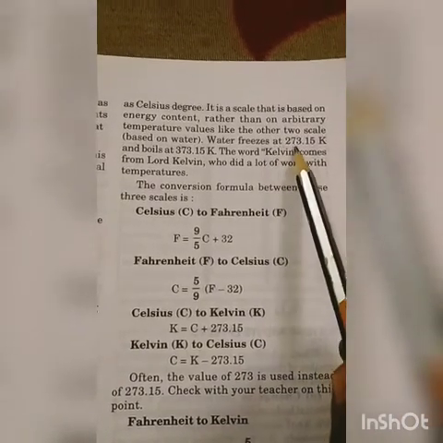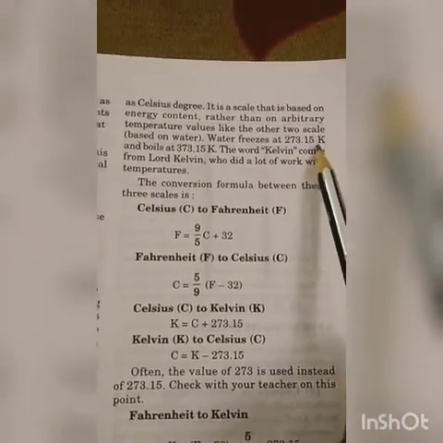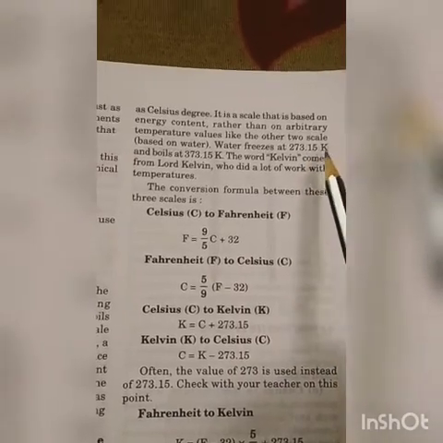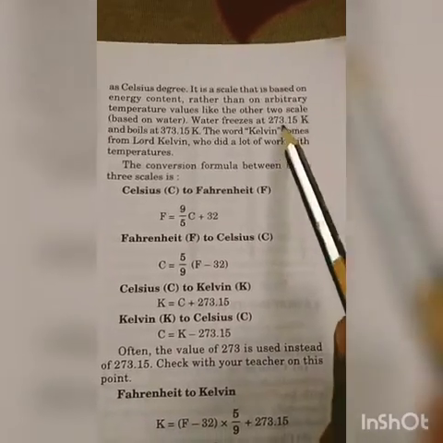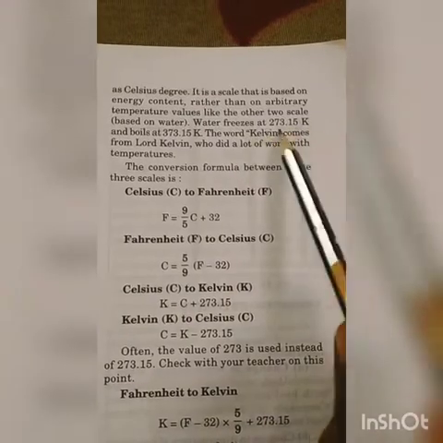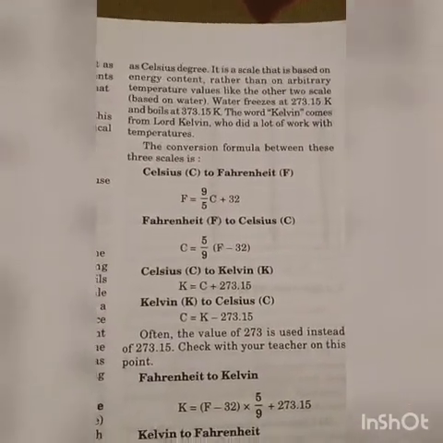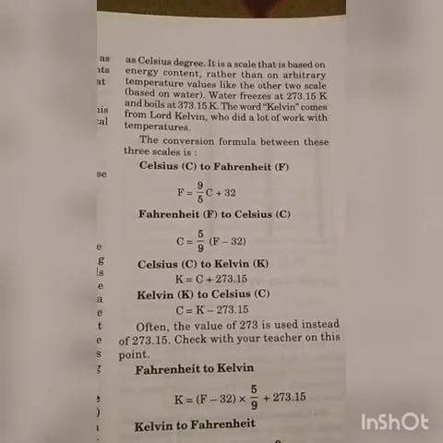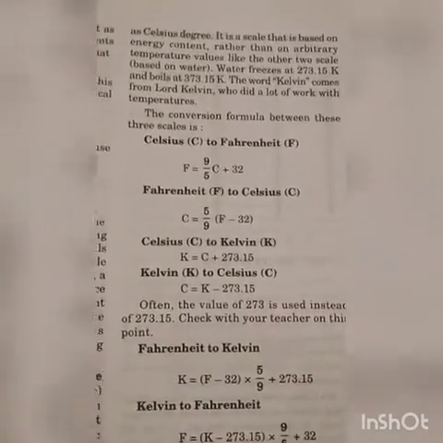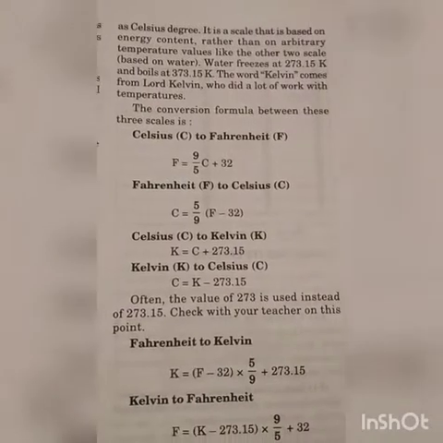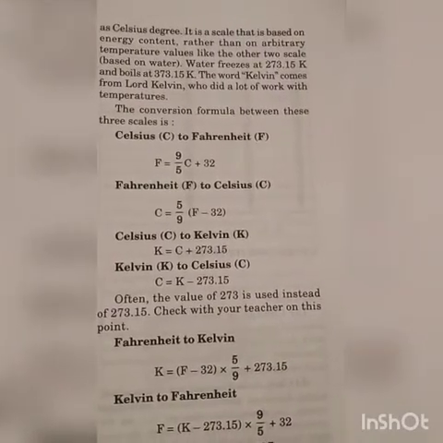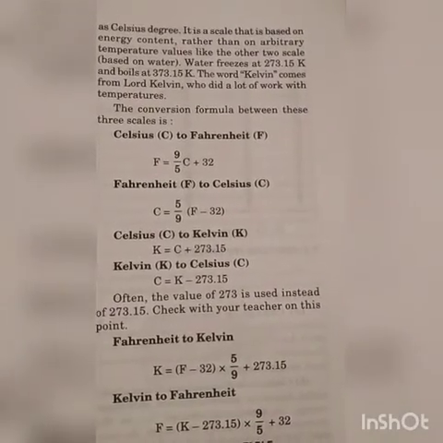No, minus 273.15. In general we don't take 0.15. Just to understand better, we take 273 only. So the absolute zero is, in terms of Celsius, minus 273 Kelvin.